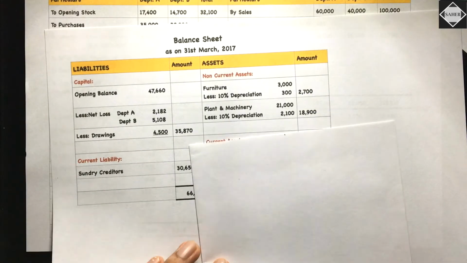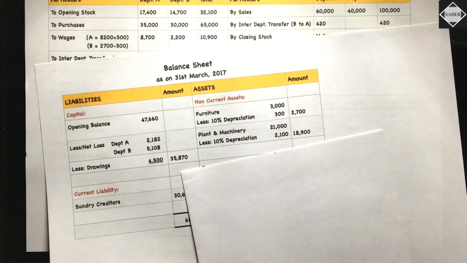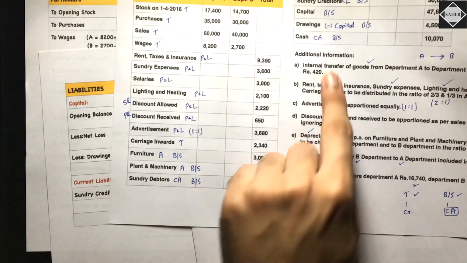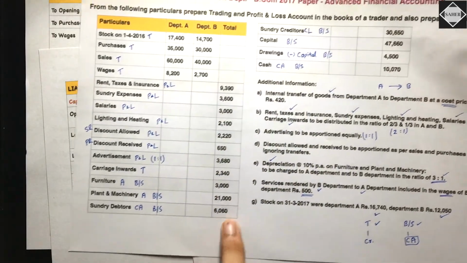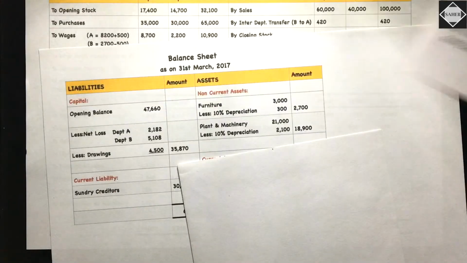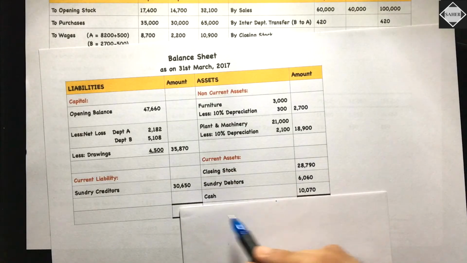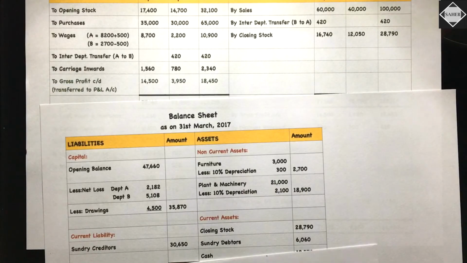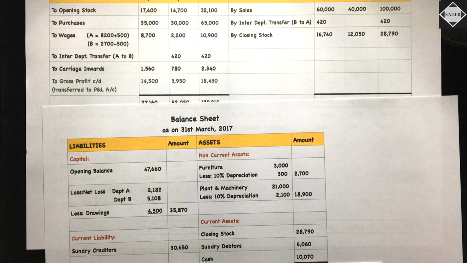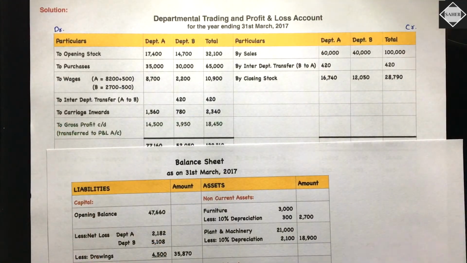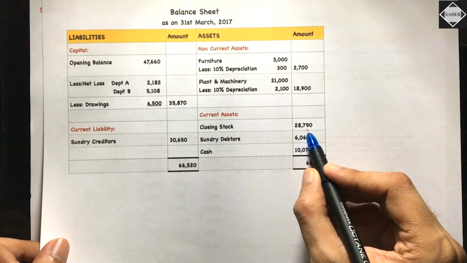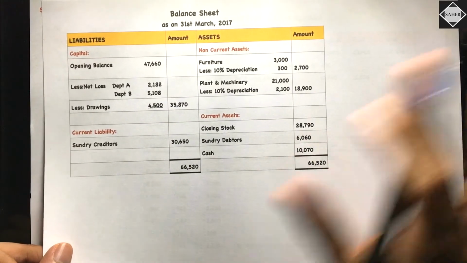Is it clear? Simple. Then we have current assets in the question. We have sundry debtors and we have cash, isn't it? Sundry debtors 6,060 rupees and cash 10,070. And then the most important thing, the adjustment, we have closing stock. Closing stock will always come, right? It's a current asset. How much? 28,790. We can get that figure from the trading account. Is it clear? Simple and straightforward.